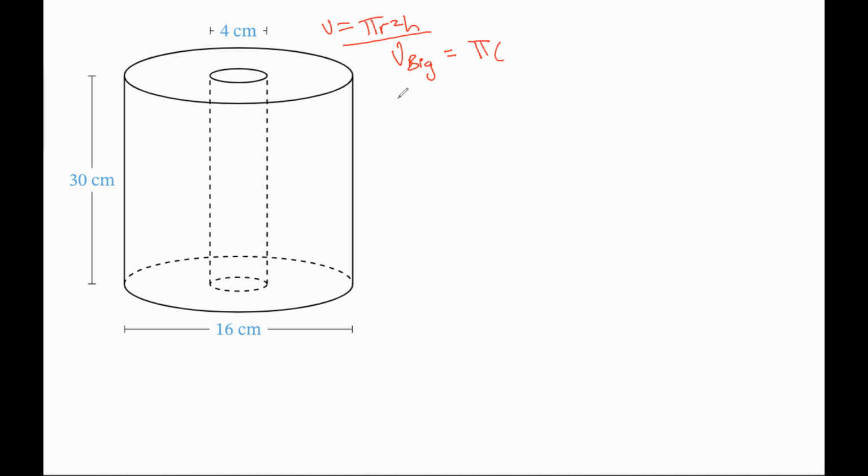So this is going to be pi times, now this radius here, you can see from here all the way across is 8 centimeters because it's half of 16. It'll be 8 squared. And h is 30. That doesn't change. This will come to 64, 8 squared times 30, and that's 1,920 pi.